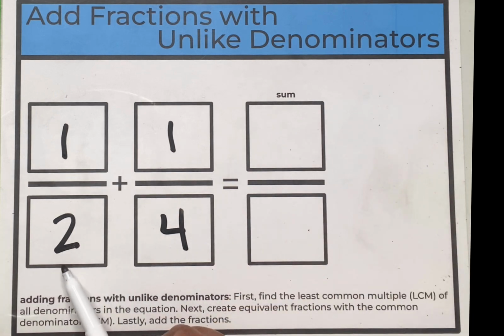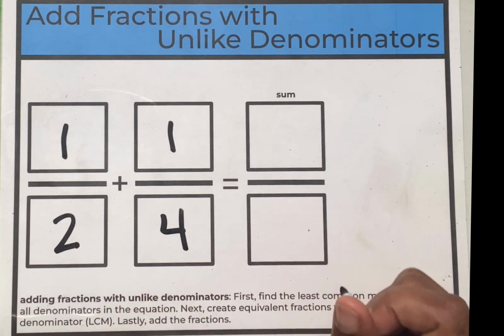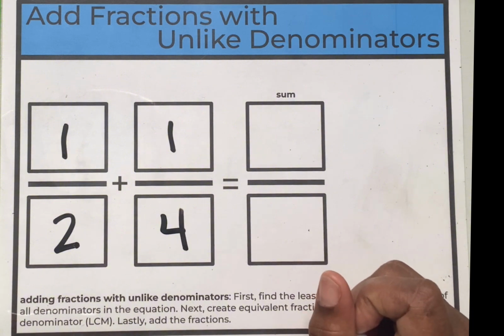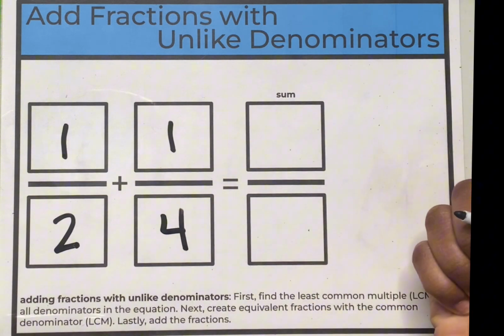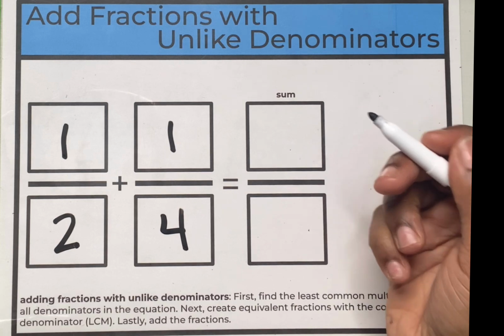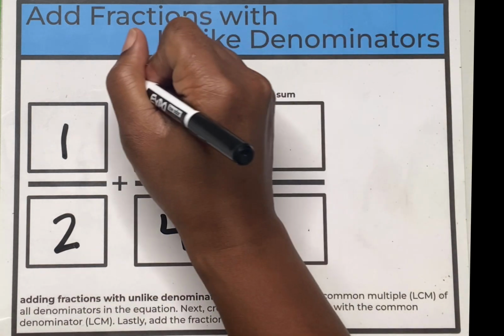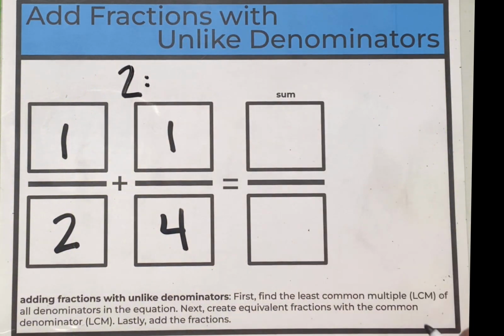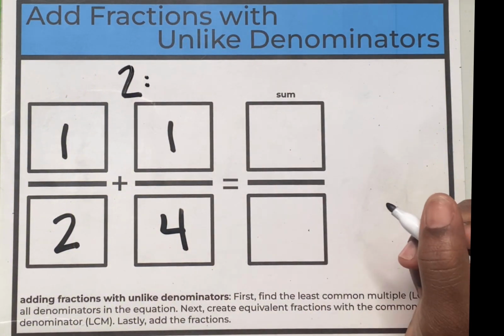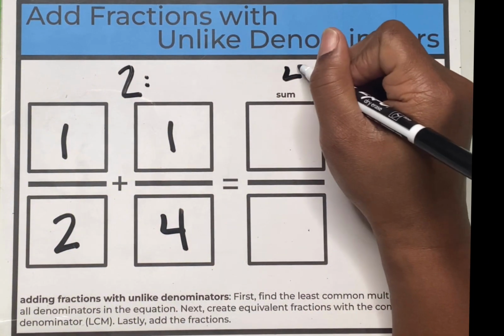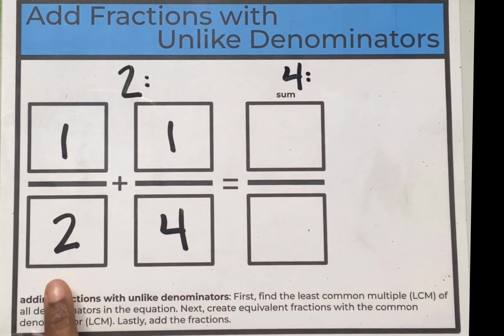All right, so in order to solve this, we have to first list our common multiples of the denominator. So what I mean by that is we're going to take the 2, we're going to take the 4. 2 is our denominator and 4 is our denominator. We're going to take those denominators and list their multiples.